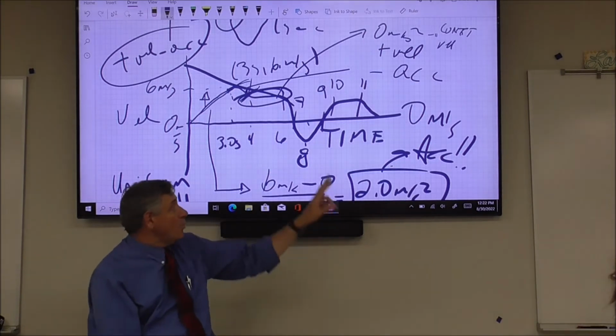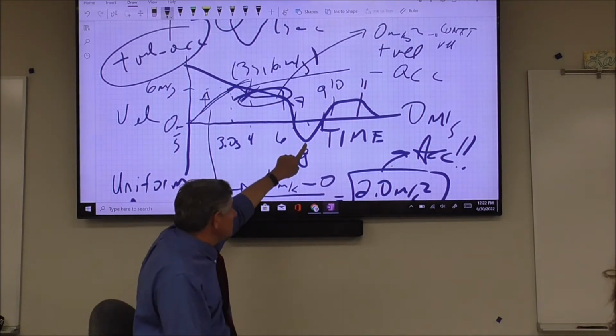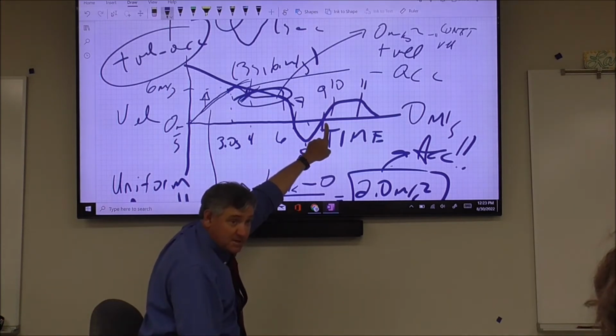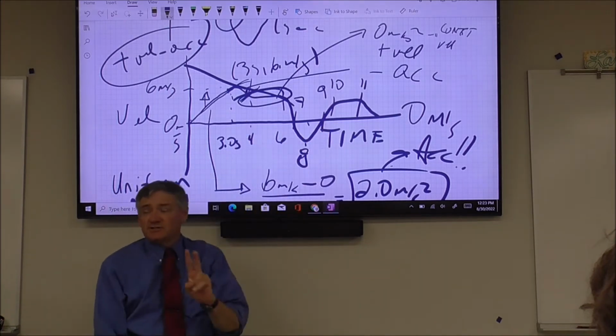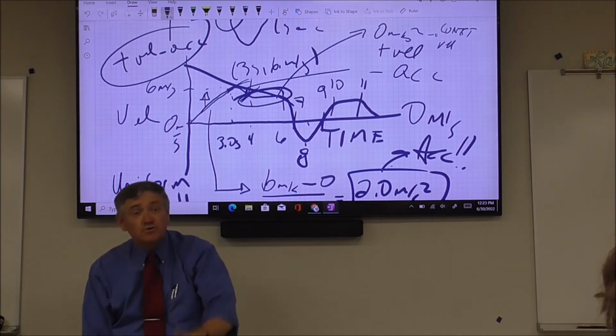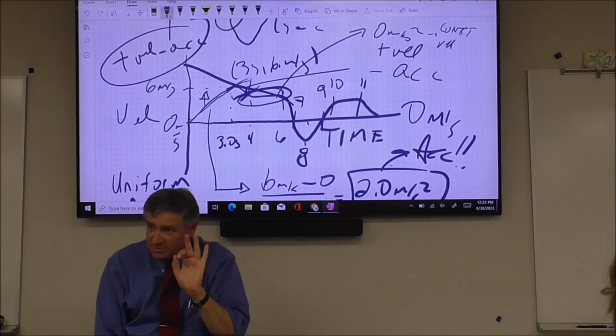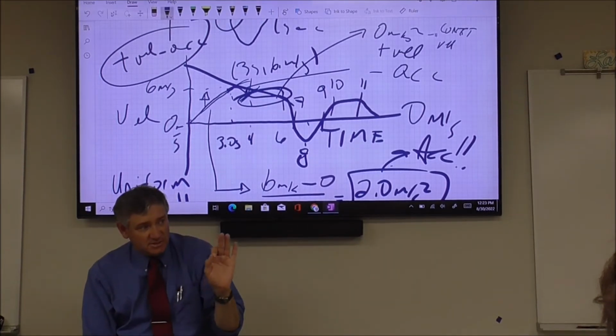No. What do I do? I go from speeding up to slowing down. Do I change direction here? Yes. So in this graph, how many direction changes are there? 2. Every time a velocity time graph crosses through 0 meters per second, you change direction.